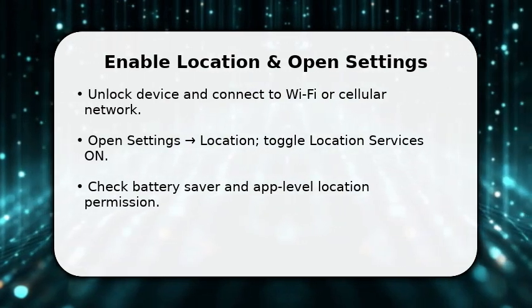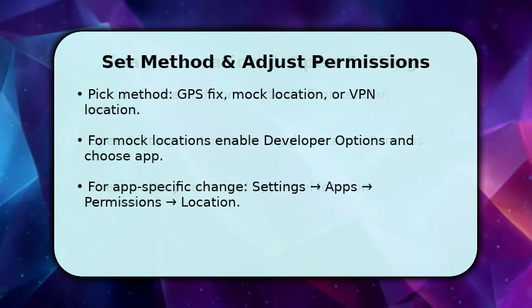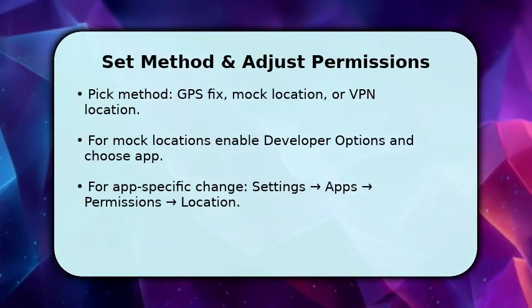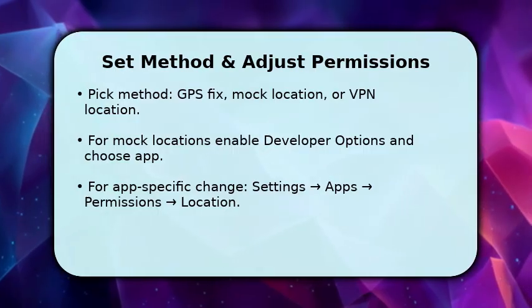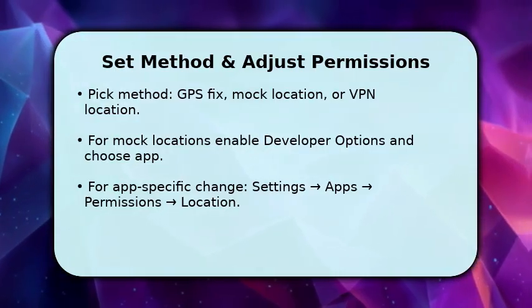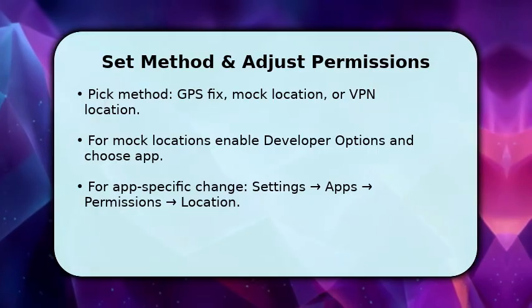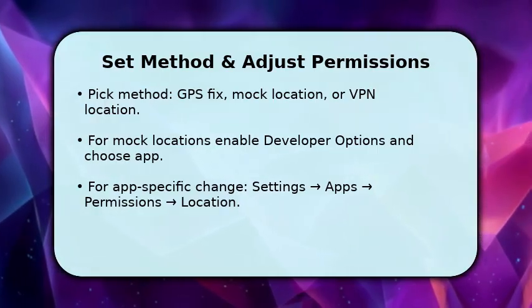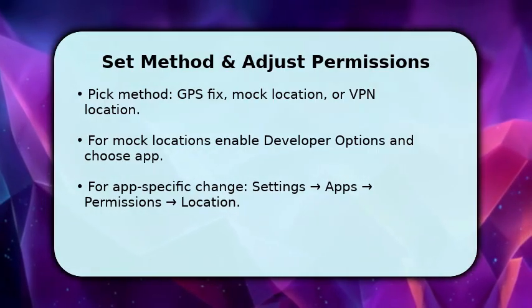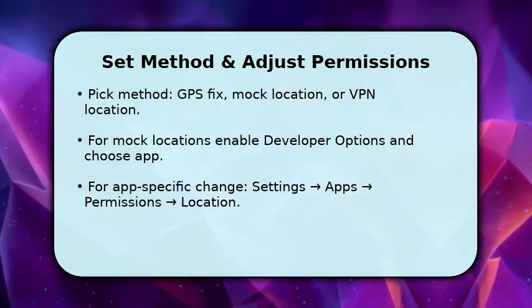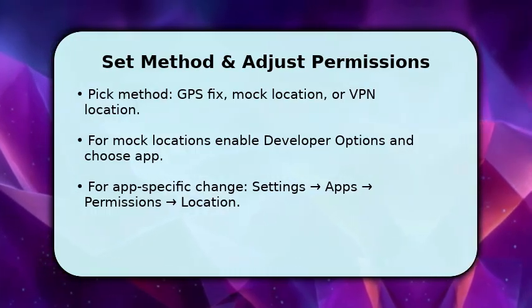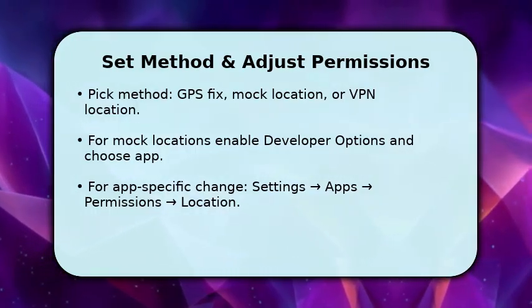Now choose how to change your reported location and why. Use the built-in GPS fix for accuracy, enable mock locations for testing, or route through a VPN to appear in another region. To enable mock locations, open Developer Options and select the mocking app. This instructs the system to accept simulated coordinates.